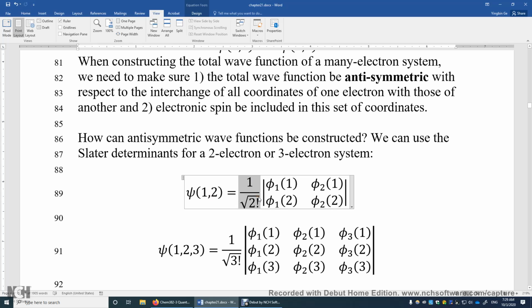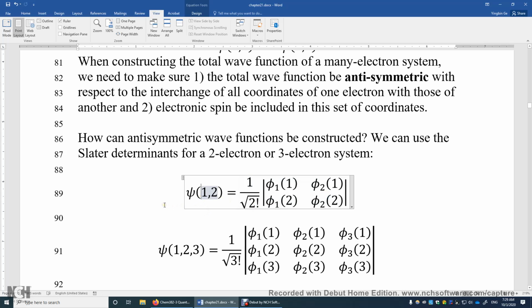And remember, how do we normalize a function? We need to take the integral of the squared modulus of the wave function. So you need to just square this, and then you integrate it, and the result is going to be 1.